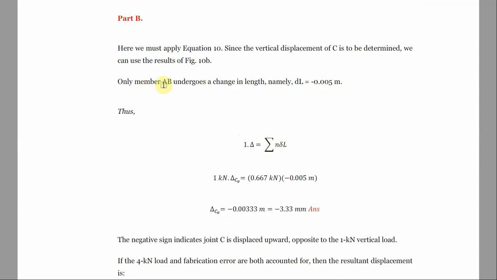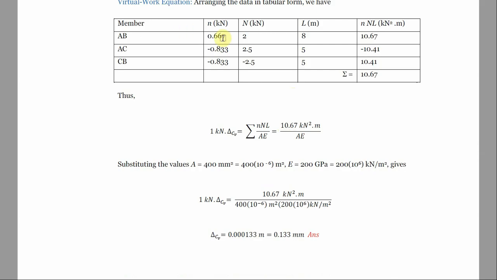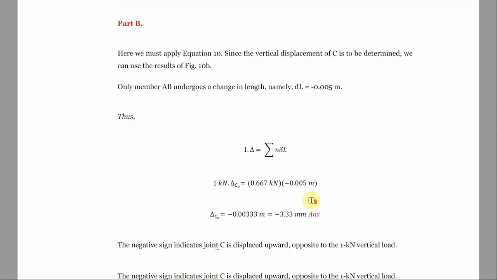Only member AB undergoes a change in length. So therefore, change in length equals minus 0.005. So we just do this: 1 times this equals this. The n that we have before, we put it. The change in length is this, and then we multiply it together. Whatever we have, that's all. So note only member AB is what we are asked to check the length. If it is for all of them, we have to apply it for all of them. But this time around, this is for member 1, member 2, member 3, but for this one, it's only this one we are treating. So that's the only one we are taking.